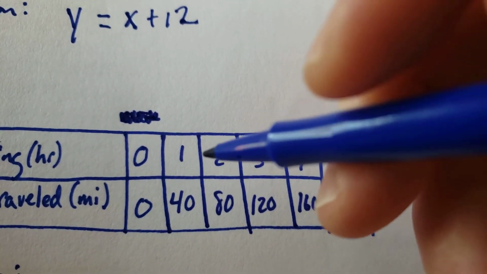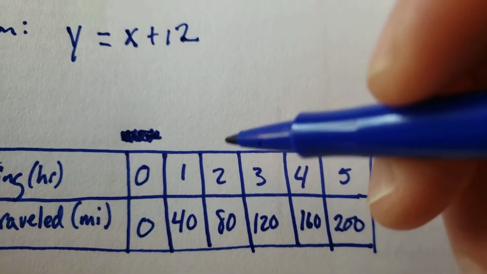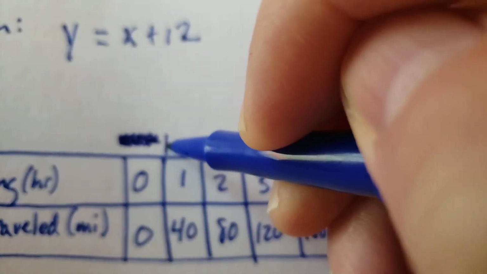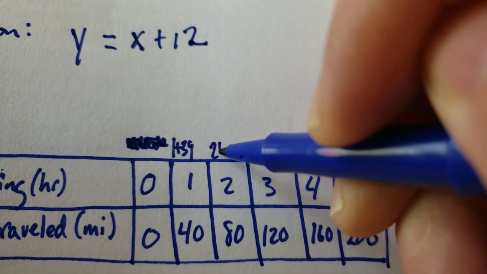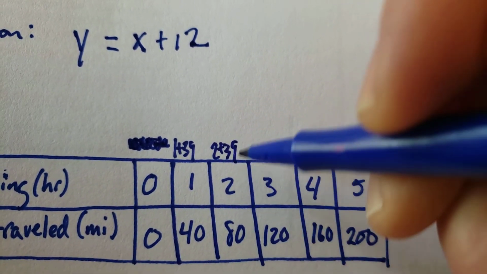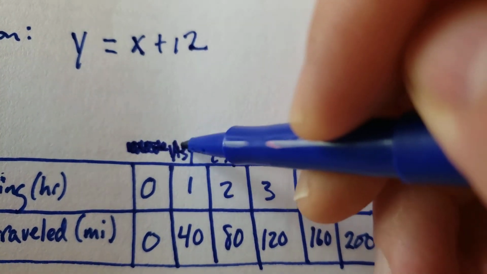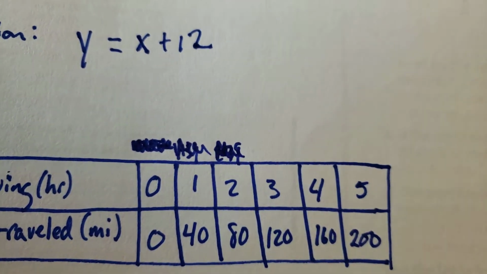And I can also just check for these other numbers for adding as well. So 1 to get the 40 would be plus 39. But if you do 2 plus 39, that does not make 80. It makes 41. So again, the adding just doesn't work.